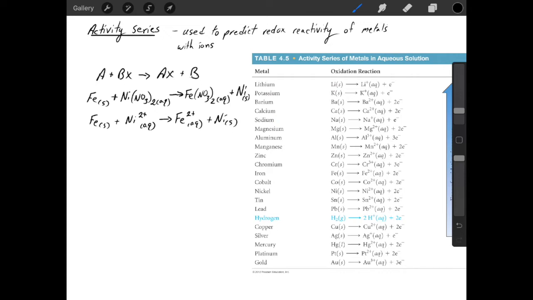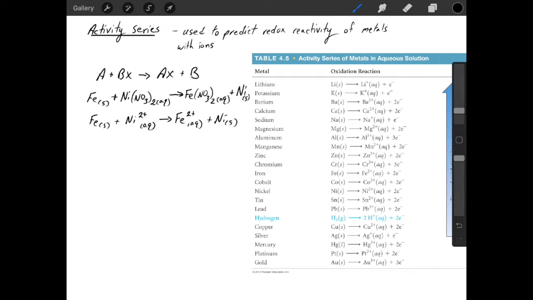And this is why oftentimes, if you're given an equation and you're not sure if it's redox or not, it's a good idea to break it down into the net ionic form, because it makes it a little bit easier to see what's actually happening in the reaction.